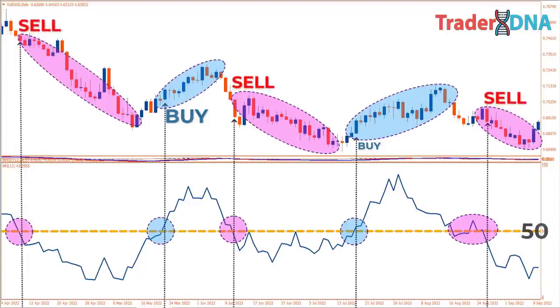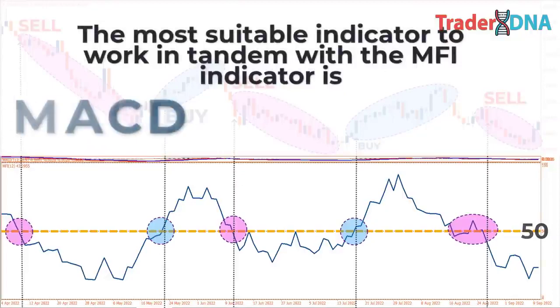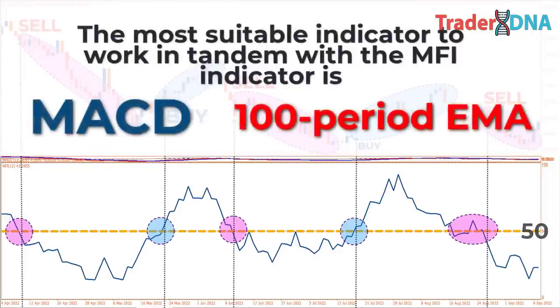Of course, these are fundamental rules. We require additional filters that can work in conjunction with the MFI indicator. The aim is to enhance the probability of success with every position you open. The most suitable indicator to work in tandem with the MFI indicator is the MACD and the 100-period EMA.